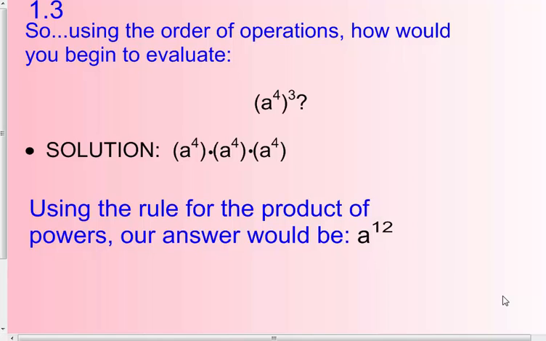So we're continuing on with Chapter 1, Section 3, using exponents. So using the order of operations, how would you begin to evaluate this problem? Well, I know that inside this parentheses, this exponent of 3 means use this base of a to the 4th 3 times. So that's what you see here in this slide, that you're going to take this exponent, which means use the base just prior to it, 3 times as a factor. So here's the product of factors. And using the product of powers rule that we learned, you keep the base of a and add the exponents. 4, 8, 12. So we get a to the 12th.